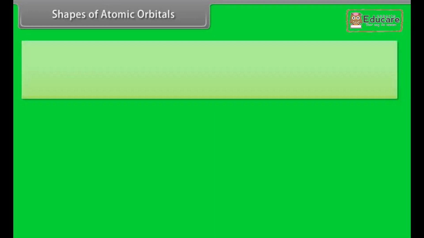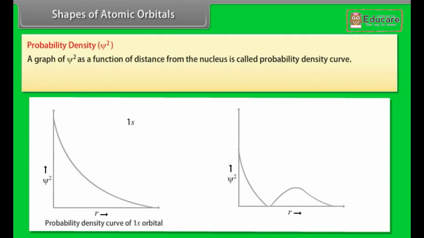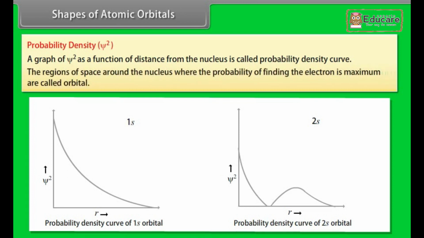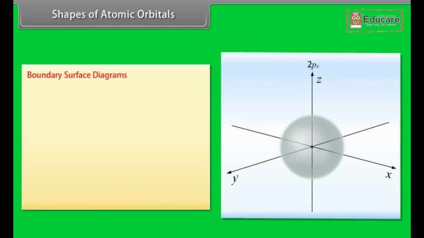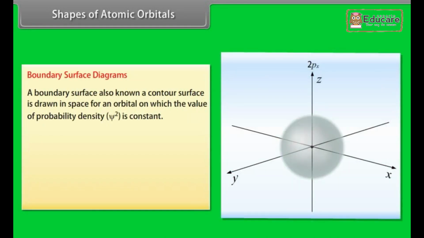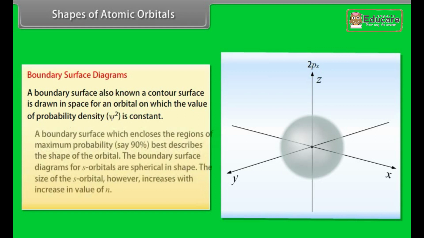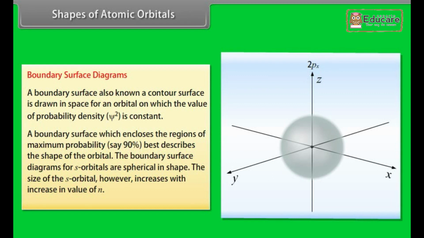Shapes of atomic orbitals. Probability density. A graph of psi squared as a function of distance from the nucleus is called a probability density curve. The regions of space around the nucleus where the probability of finding the electron is maximum are called orbitals. Boundary surface diagrams. A boundary surface, also known as a contour surface, is drawn in space for an orbital on which the value of probability density psi squared is constant. A boundary surface which encloses the region of maximum probability, say 90%, best describes the shape of the orbital.